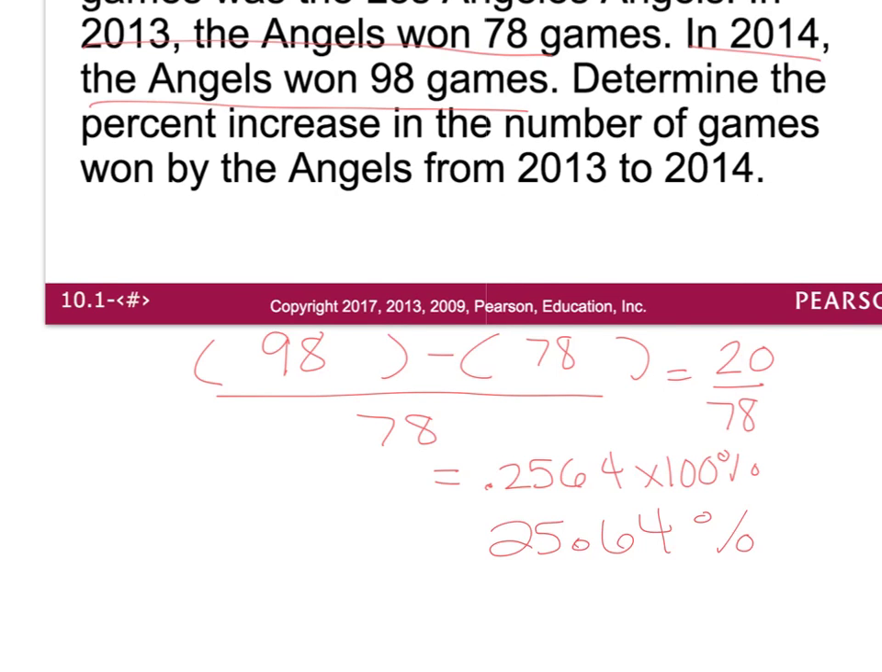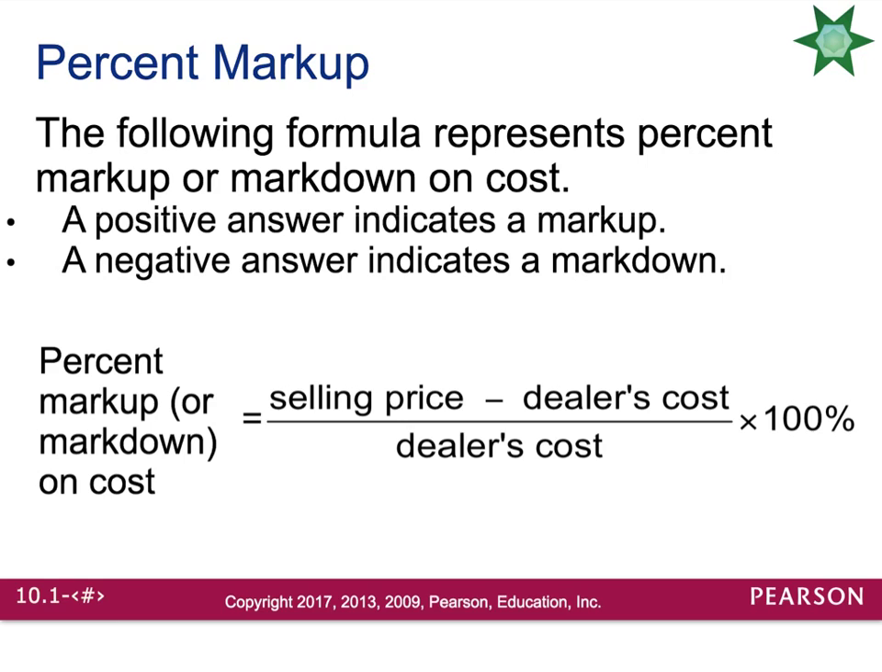25.64%. Another change in percentage that we use often is percent markups or markdowns, depending on the situation. So if you get a positive answer, you're going to consider it a markup. If you get a negative answer, you're going to consider it a markdown.